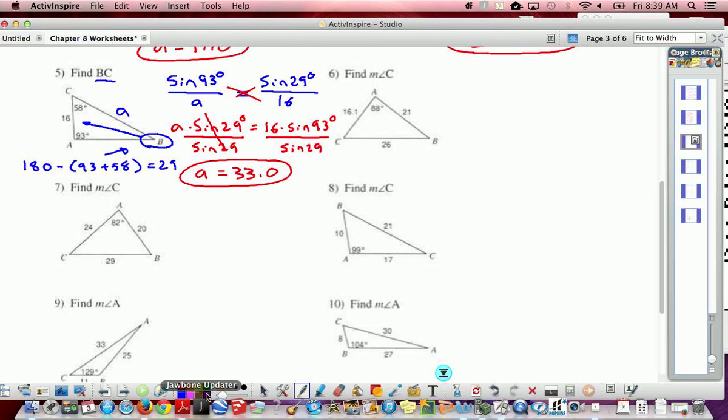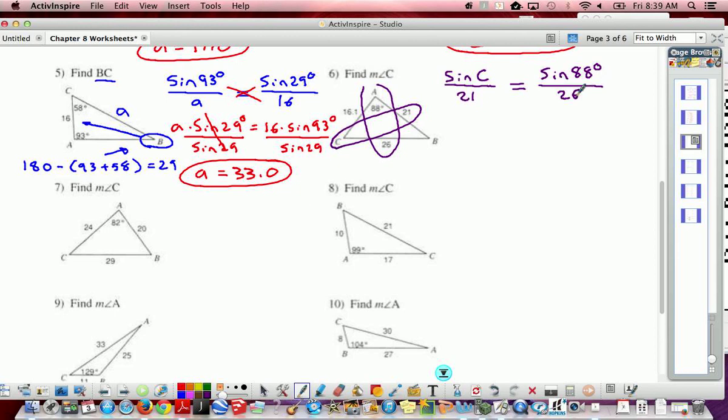Now on the second half of these problems, you're still going to use the law of sines. You're now just going to try to find the angle. So on this first one, we're trying to find angle C. I'm going to go ahead and circle the angle on the side across from it so I can know what I'm writing here. Sine of C over 21 equals, I look at the angle I'm given and make sure I have that corresponding side. So I'm going to set it equal to sine of 88 over 26.